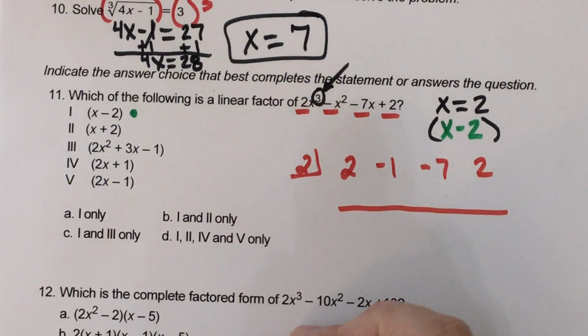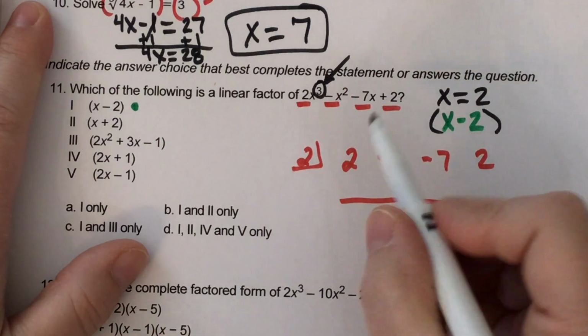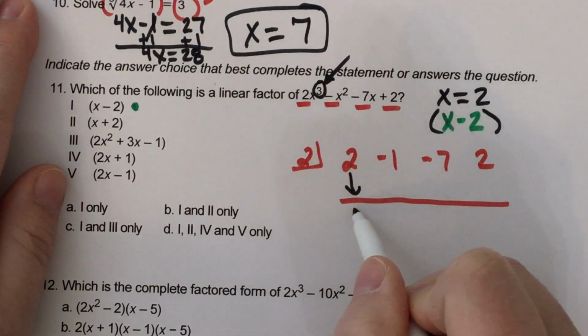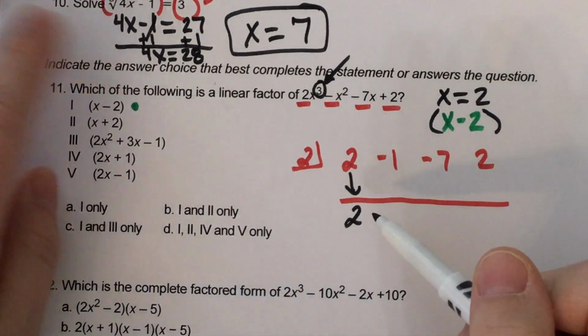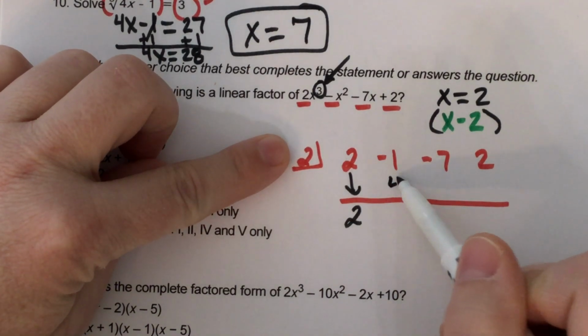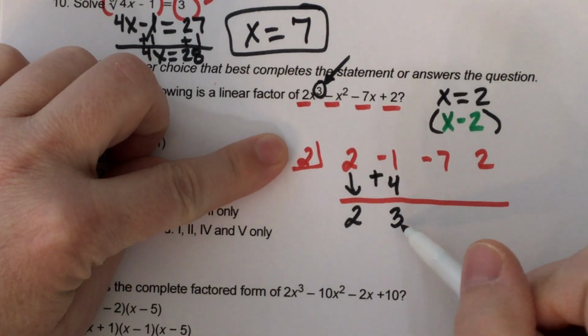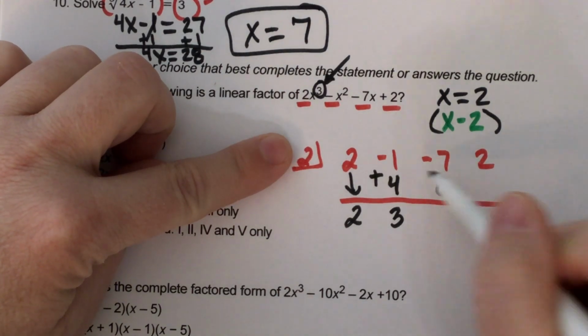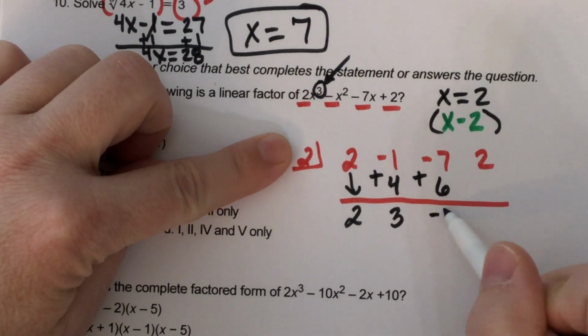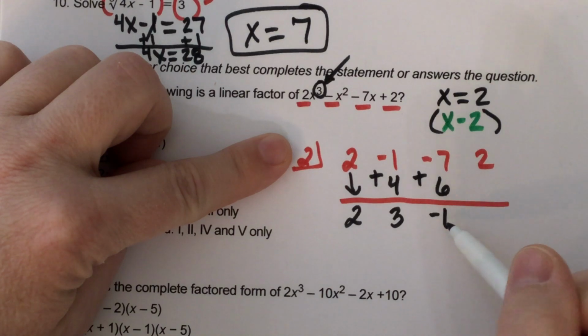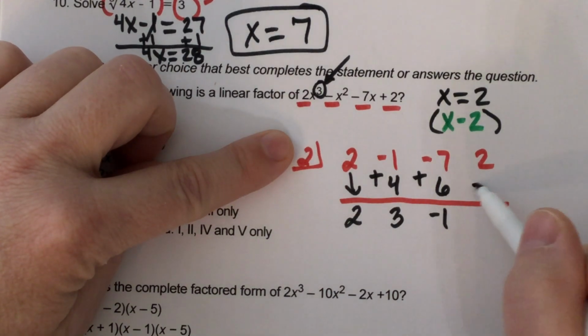Okay. I bring down the first number. So I bring down the 2. Multiply. 2 times 2, 4. Add them up. 3. Multiply. 3 times 2, 6. Add them up. -1. Multiply. -1 times 2, -2.